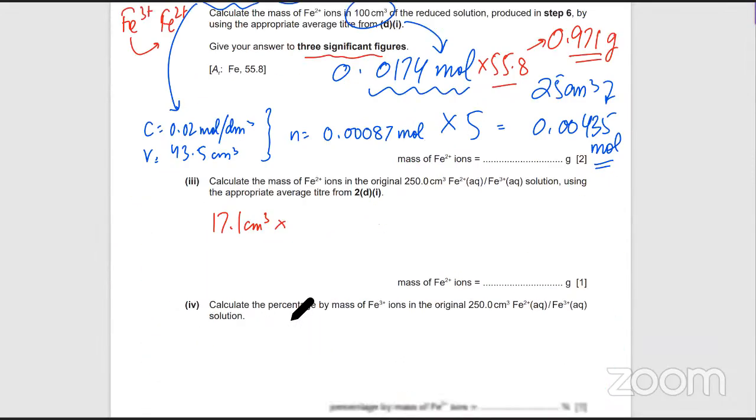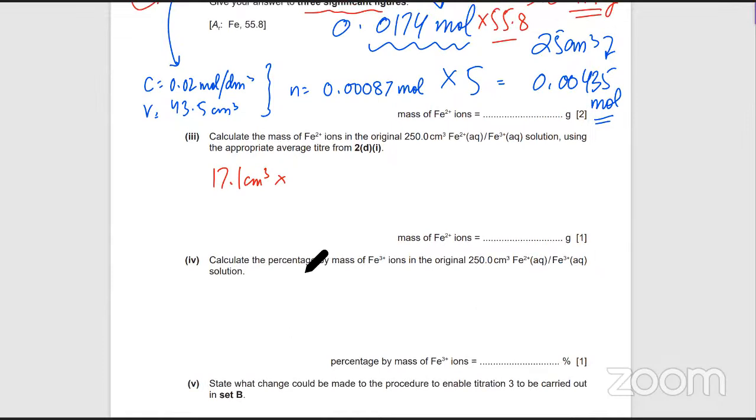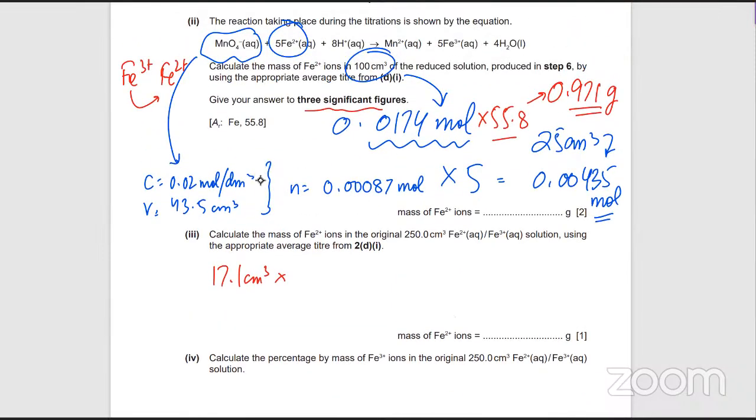So now let's come to where we have reached. I think we have to do all the calculations again because now the KMnO4 used is 17.1 cm³. The KMnO4 has the same concentration, 0.02 mole per dm³. So you get the moles of KMnO4 by dividing by 1000. The moles of Fe will be 5 times, according to the equation. The moles are 0.00171.